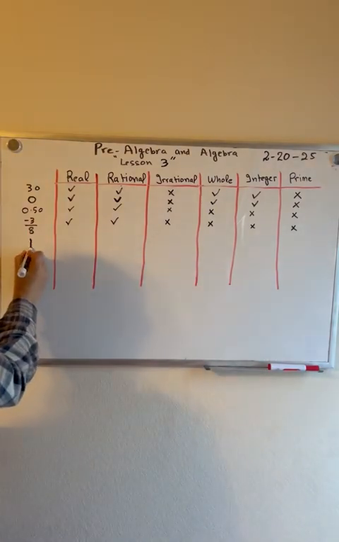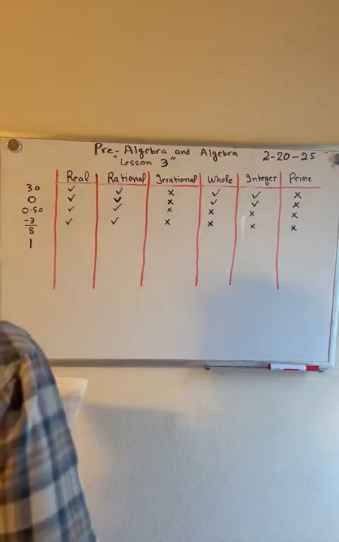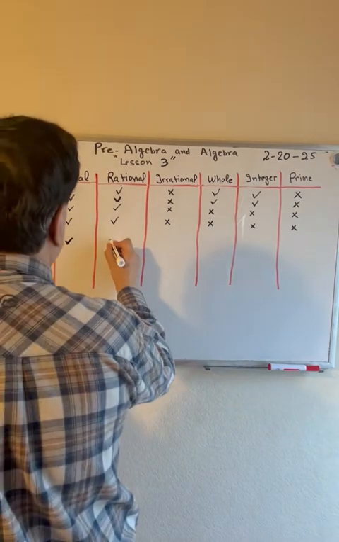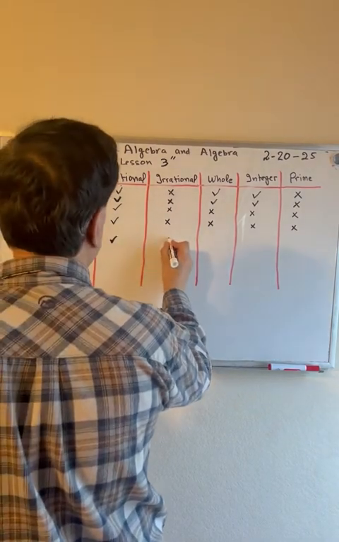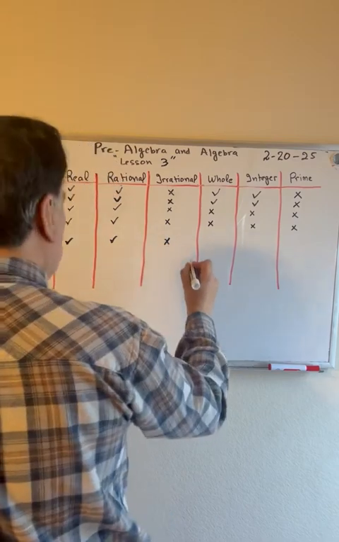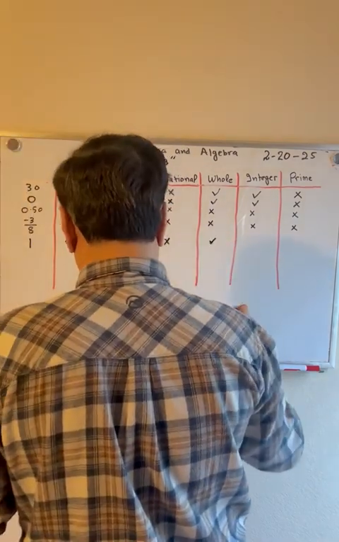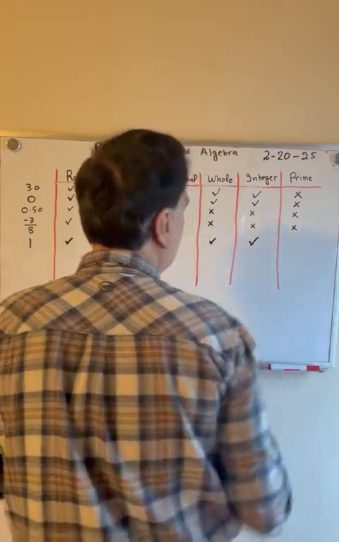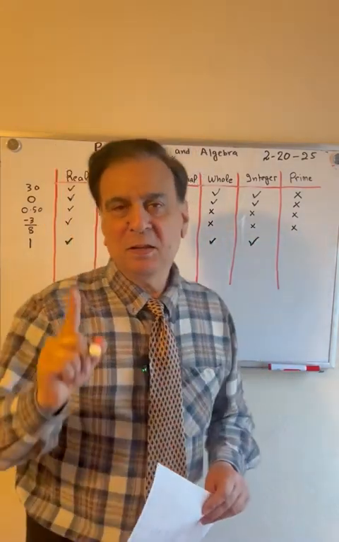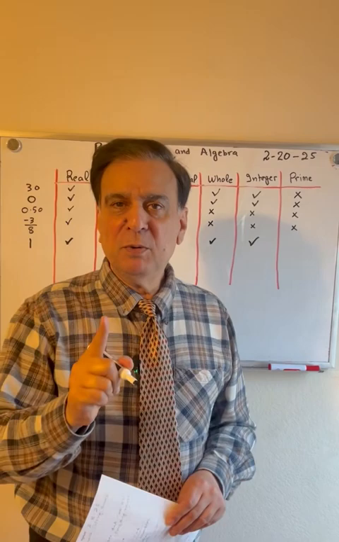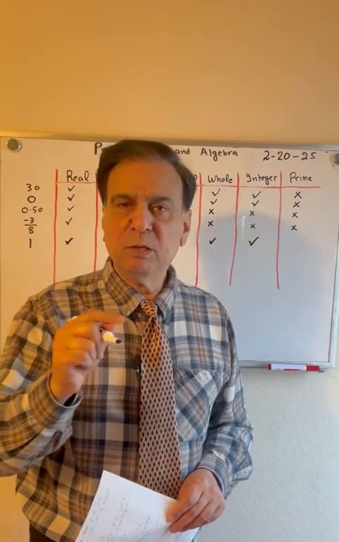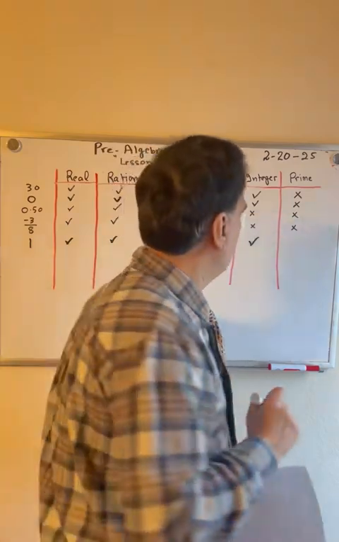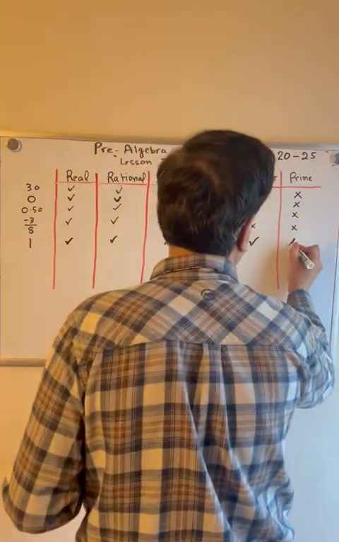Okay, moving on to the next one. 1. Is 1 a real number? Of course it is. Is it a rational number? Of course it is. Is it an irrational number? No. Is it a whole number? Yes. Is it an integer? Of course, you can write it down on the x-axis. Is it a prime number? No. According to the definition, a prime number is a number which can be divided by itself and 1, but 1 is not prime. So it's not a prime number.